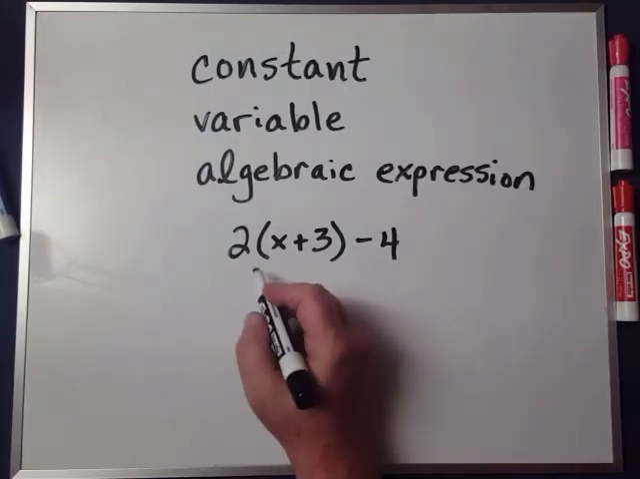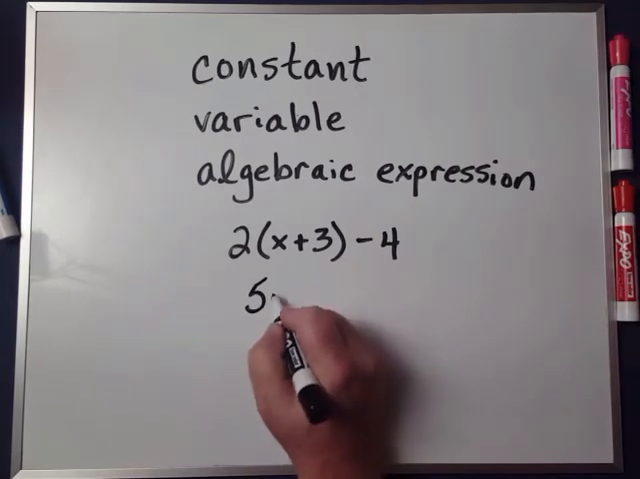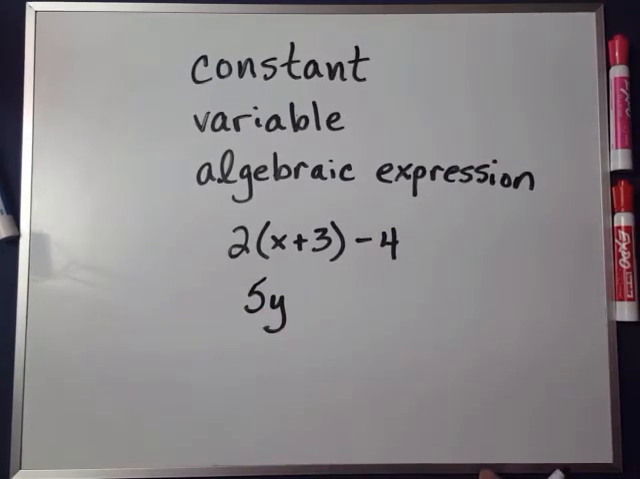Let me ask you this. 5y, is this an algebraic expression? Notice when we define algebraic expression, it says and/or. It says an algebraic expression is a sequence of constants, variables, operative symbols, and/or grouping symbols. So it doesn't have to contain them all. So is 5y without any grouping symbols an algebraic expression? Yes, because it contains at least some of those.